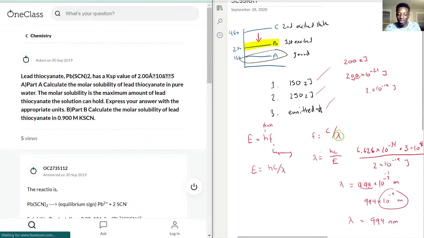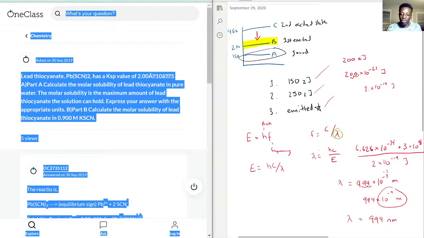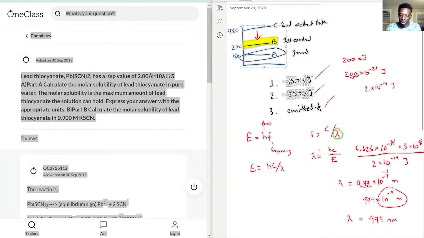That's why I mentioned a little bit of physics in terms of just remembering your whole relationship between energy and wavelength and stuff. But the chemistry does mention that as well. So let's go on to the next question here.